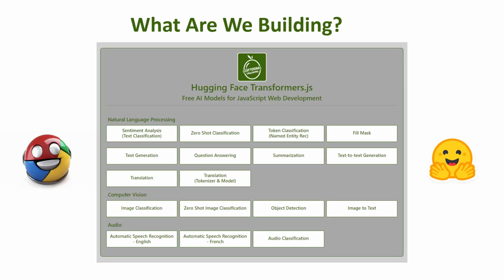What are we building? Shown here is the web page that we are building in this course, with 17 different AI tasks from 3 categories: natural language processing (NLP), computer vision, and audio. Each task is implemented on its own web page. Let's understand these categories and tasks. The first category is natural language processing (NLP), which helps computers understand, interpret, and generate a human language, making them effective for tasks like translation, summarization, and question answering. Let's uncover the NLP AI tasks we are implementing.